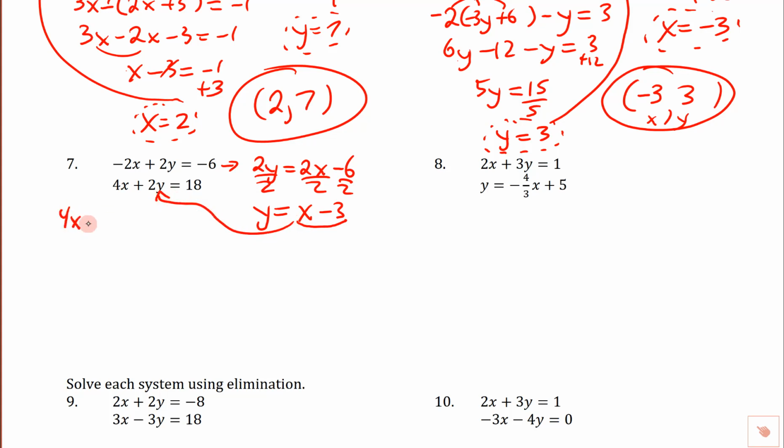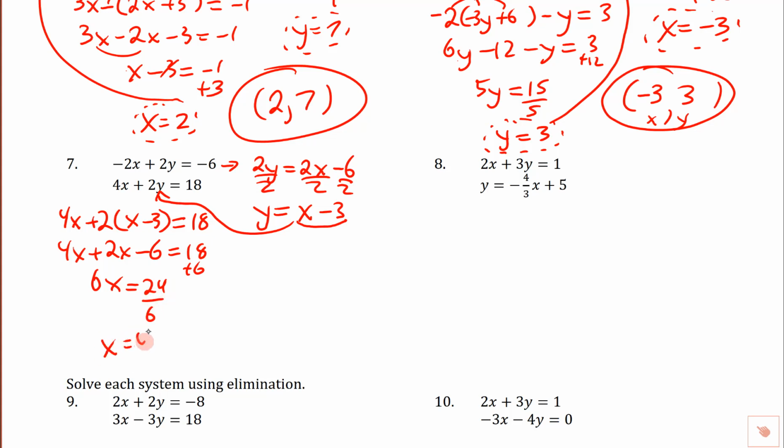So we get 4x plus 2 times whatever y was, that's an x minus a 3, equals 18. So 4x plus 2x when I distribute through minus 6 equals 18. 6x, putting those two variables together. And then I'm going to move this to the other side by adding 6. So that's going to be a 24 there. Again, just saving myself a little bit of work and time here. We're going to divide by 6. So we get x equals 4.